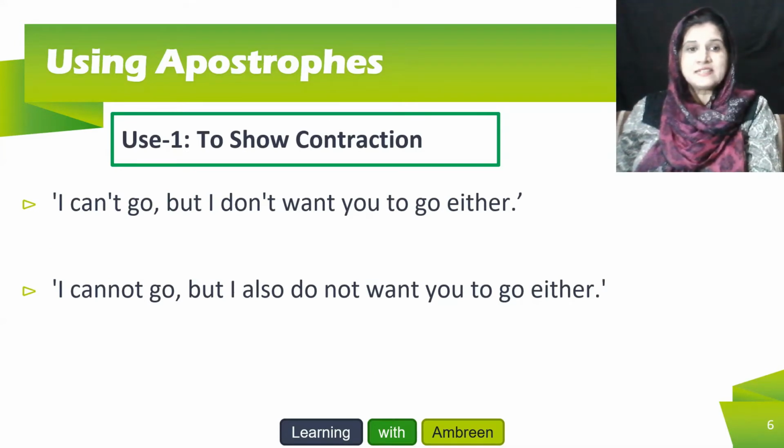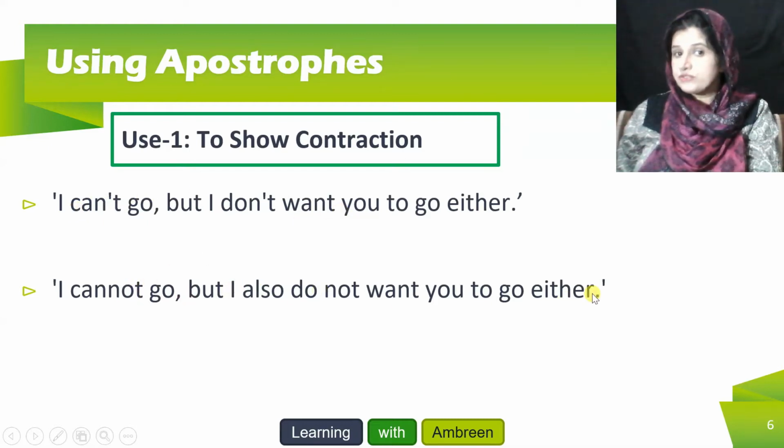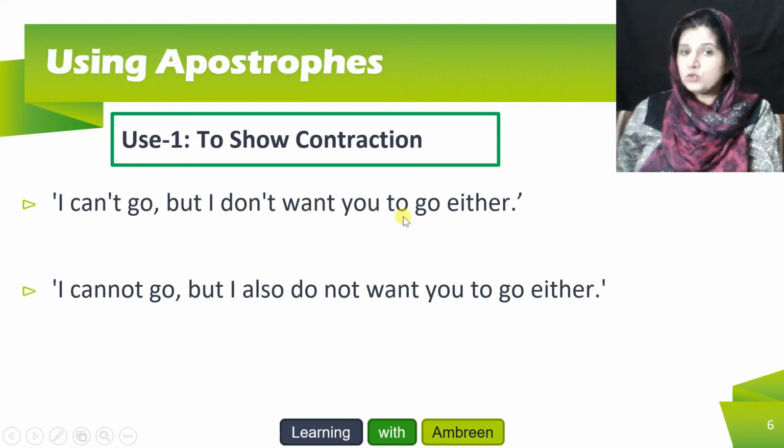Okay, let's discuss use number 1, to show contractions. And here you can see that one sentence has been written in two different ways. First we have used contractions, and in the second we didn't use contraction, and we'll see which sentence is more fluent to speak. I can't go, but I don't want you to go either. Next, I cannot go, but I also do not want you to go either. You can see that this first sentence is more smooth and it's fluent as compared to the second one.